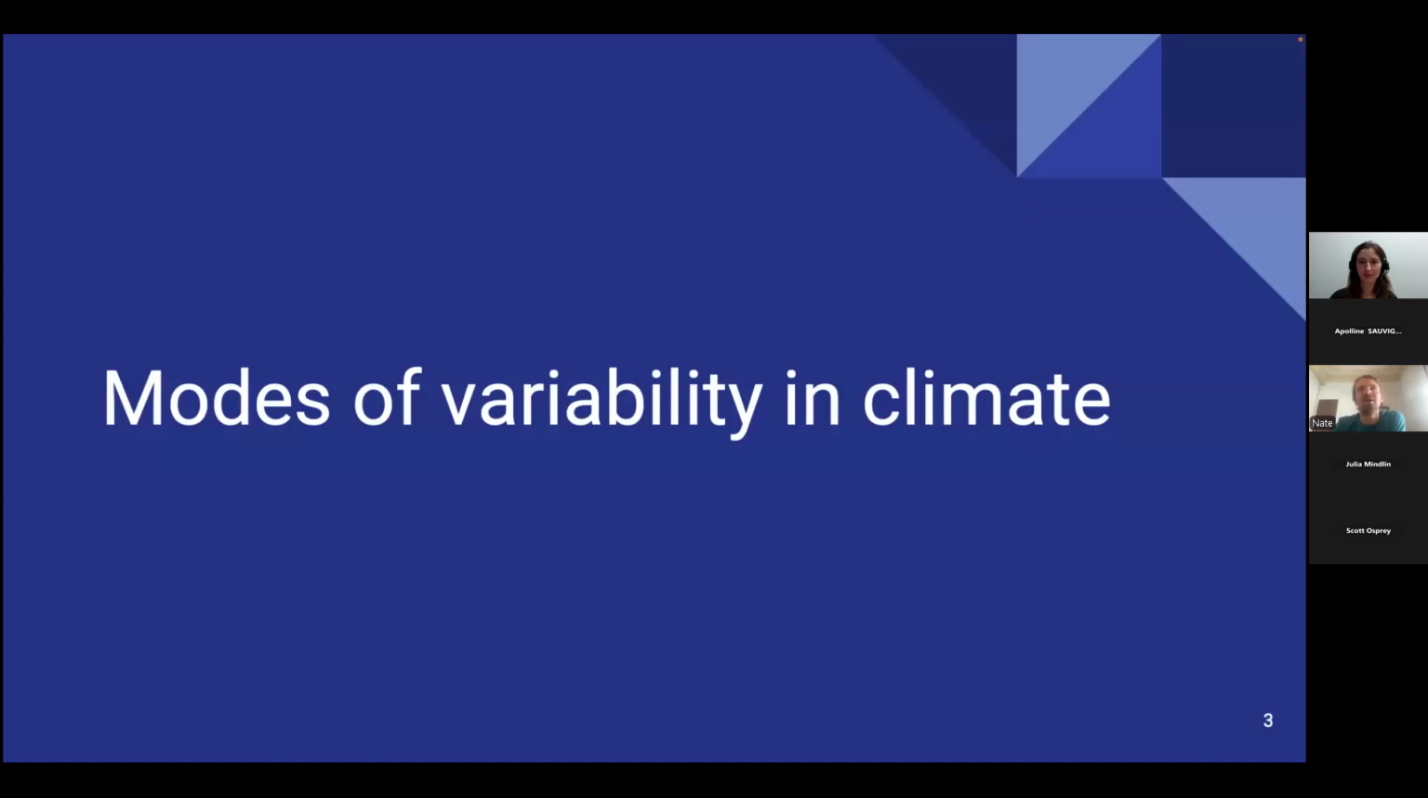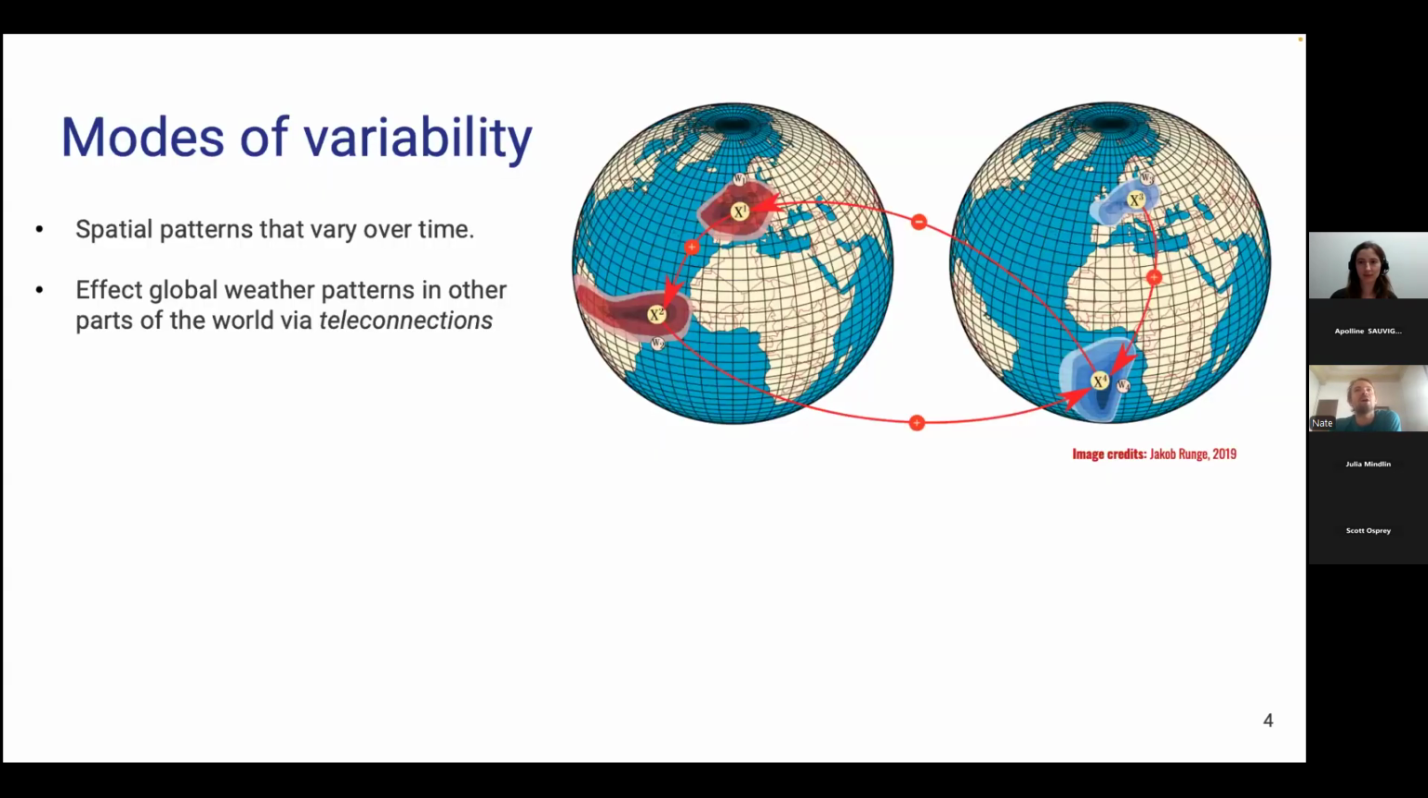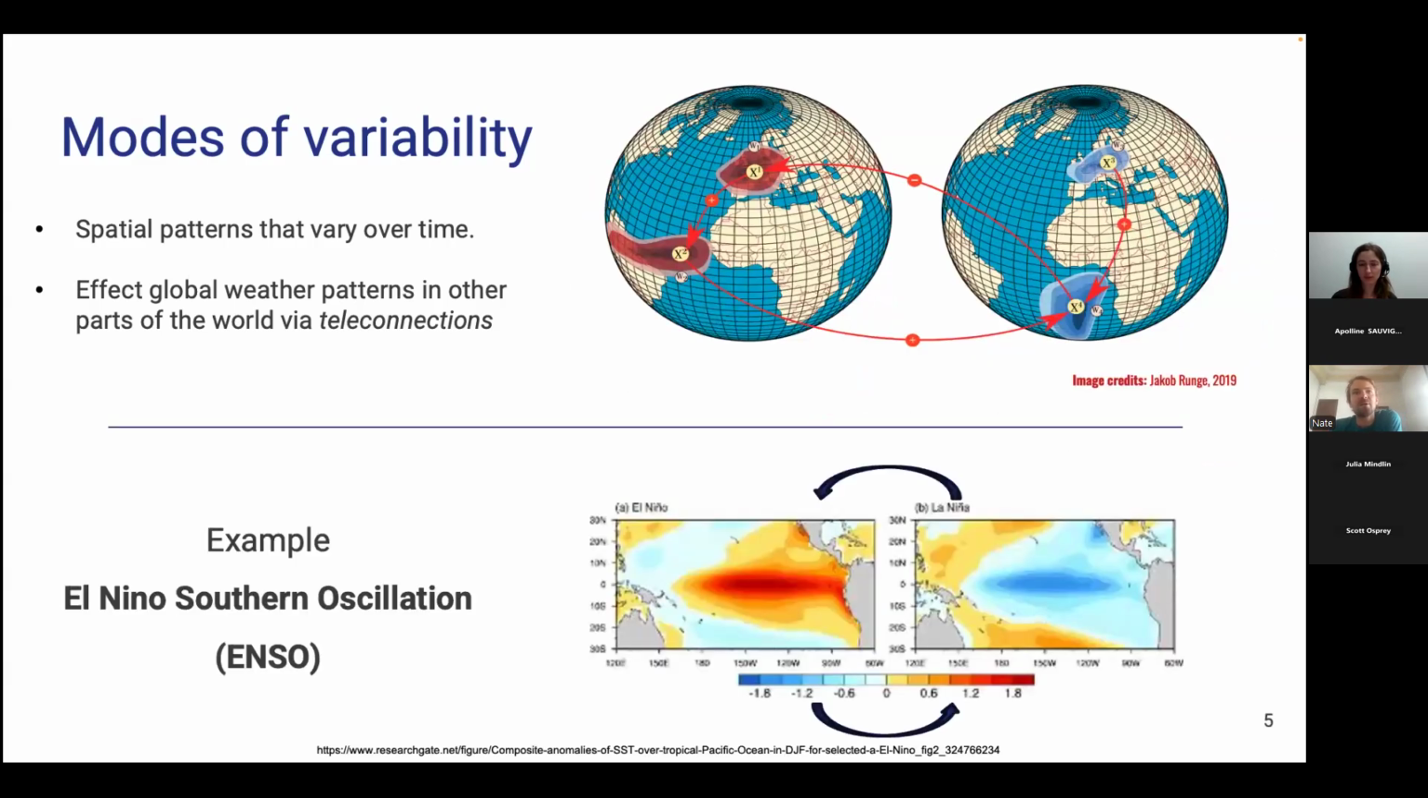So modes of variability in climate, how do I understand them and what are some examples? In general, I think of modes of variability as these spatial patterns that vary over time. And they affect global weather patterns in other parts of the world via these things called teleconnections. This is a figure on the right from some work by Jakob Runge. An example of this is the El Niño Southern Oscillation, which is a pattern generally found in sea surface temperatures, but is part of a larger linkage between different climatological systems.